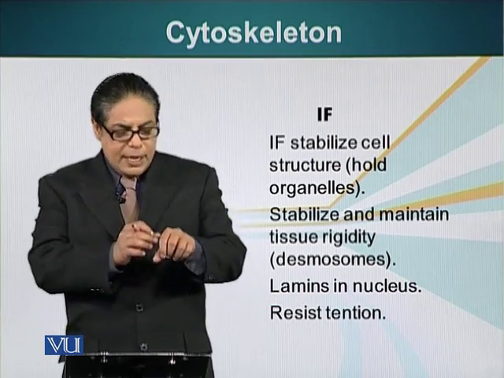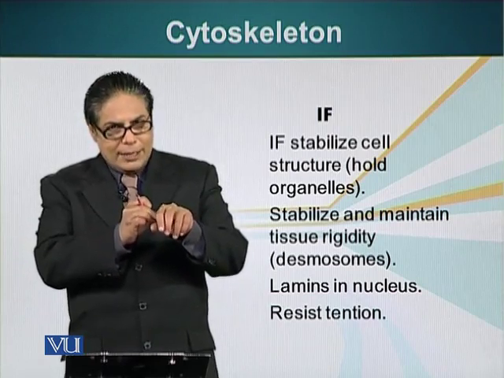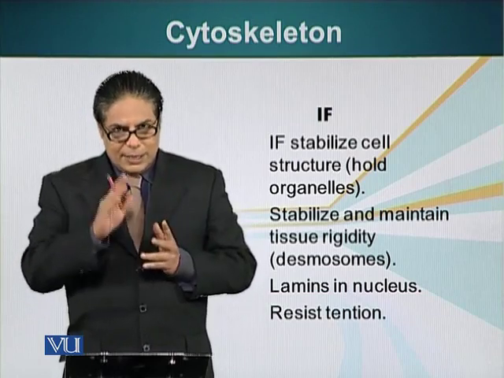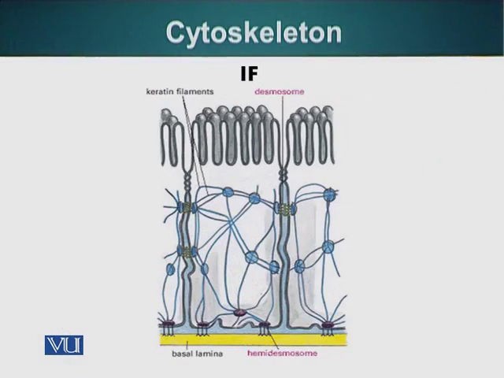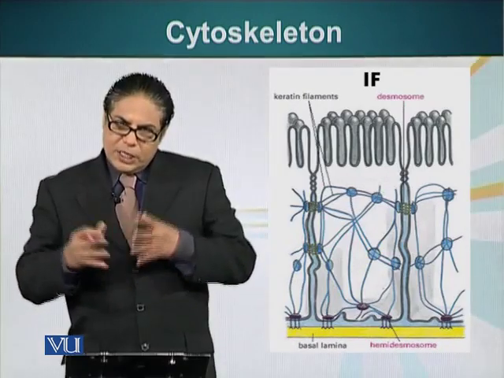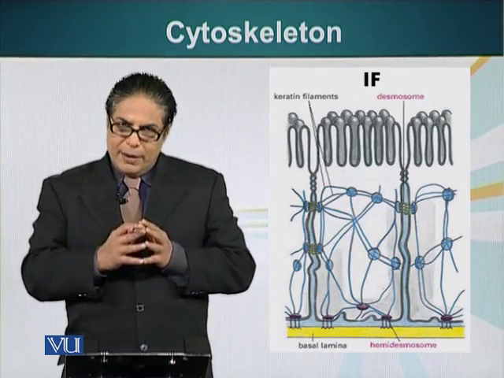First, let me explain this. If I pull on my tissue or my skin, I'm basically applying tensile force to my tissue. Intermediate filaments resist tension. Let me show you a diagram of how they do that. There's a network of intermediate filaments in the three-dimensional space of the cell. These intermediate filaments terminate at special points present on the plasma membrane.